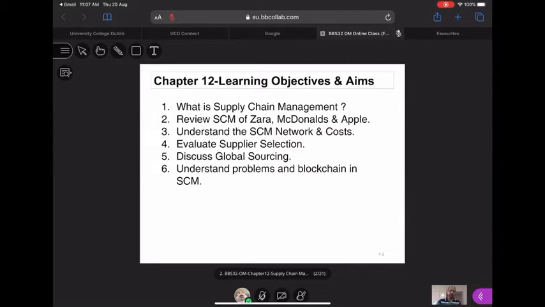Then thirdly, I'm going to cover how costs are associated in supply chain management. Fourthly, I'm going to cover how companies can do supplier selection, because in supply chain management, there will be suppliers involved, how companies can select supplier. Fifthly, I'm going to cover how companies today in supply chain management are doing global sourcing. And lastly, I'm going to cover one major problem in supply chain management and how today we are using blockchain in supply chain management.